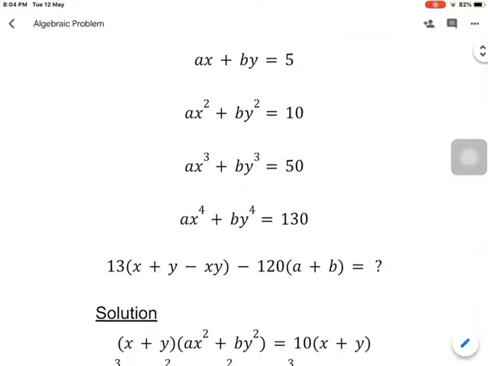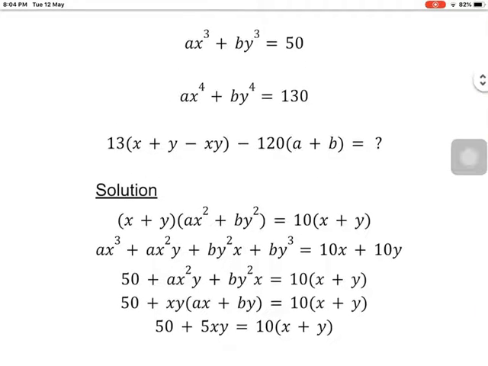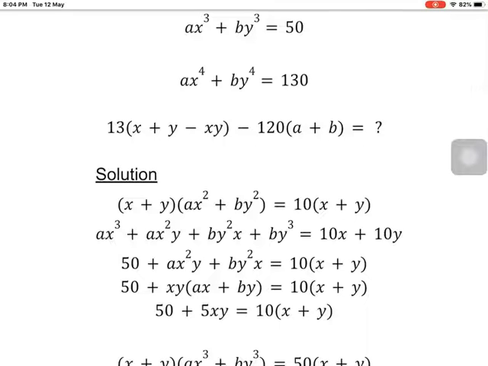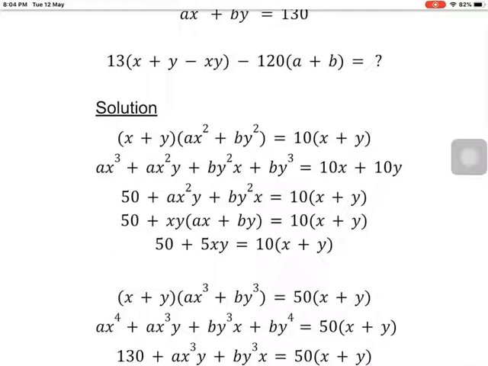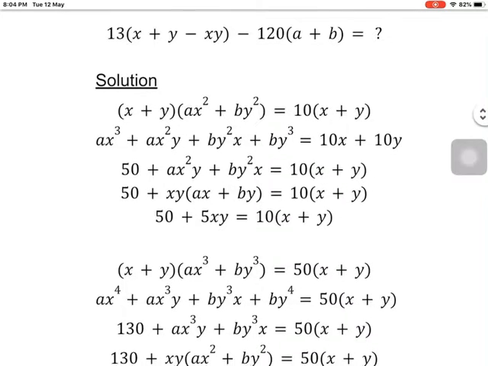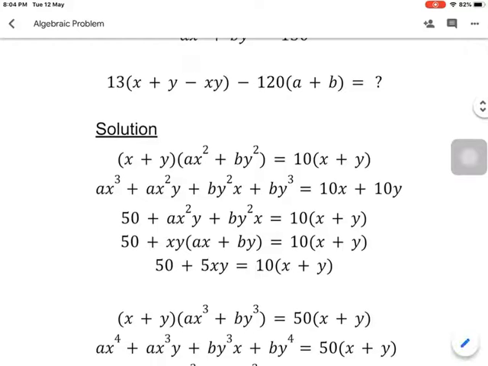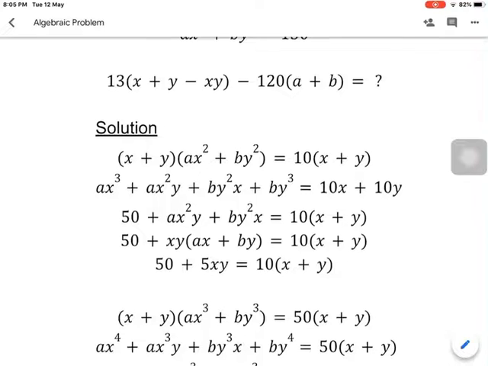As you see, in both cases, I haven't removed the parentheses on the right hand side. For example, 10 times (x plus y), I didn't write it as 10x plus 10y, and here 50 times (x plus y), I also didn't write it as 50x plus 50y. I left it in factorized form.